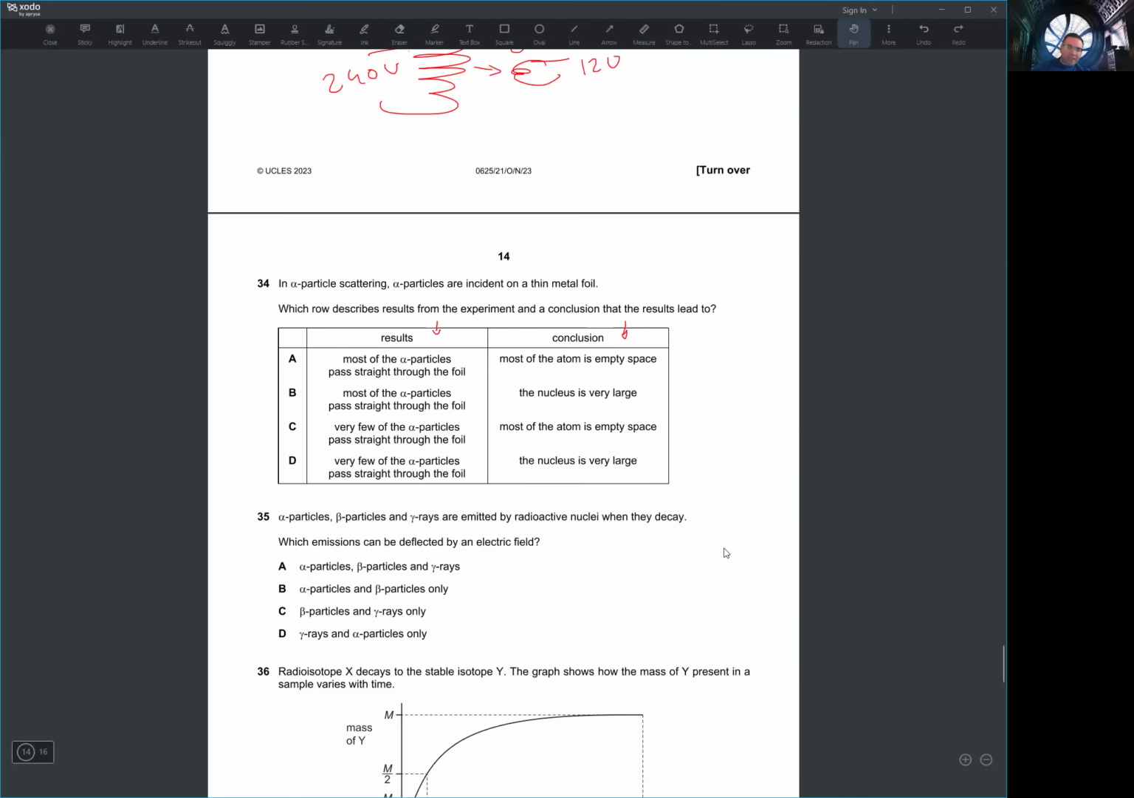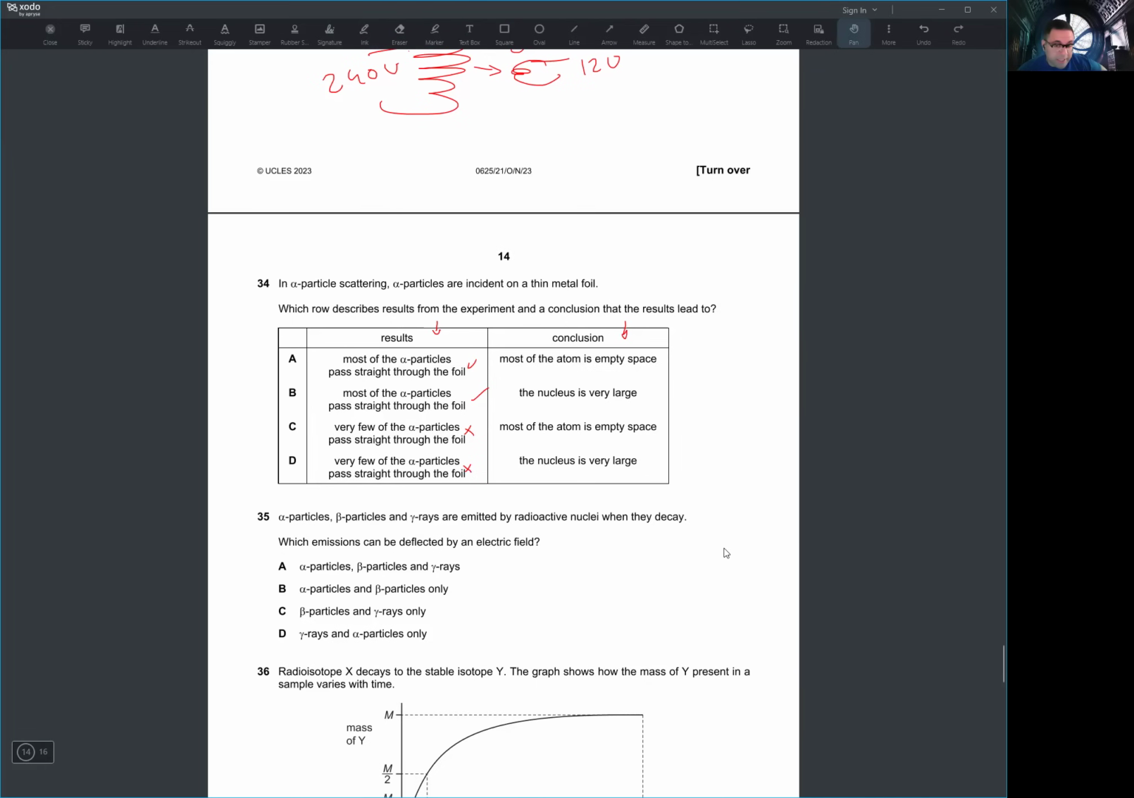In alpha particle scattering, alpha particles are incident on thin metal foil. Which row describes the results from the experiment and a conclusion it leads to? Let's see the results. Most of the alpha particles pass through the foil. And that works. Most of the alpha particles pass straight through the foil. That works. And very few pass through the foil. No. So it's either A or B.